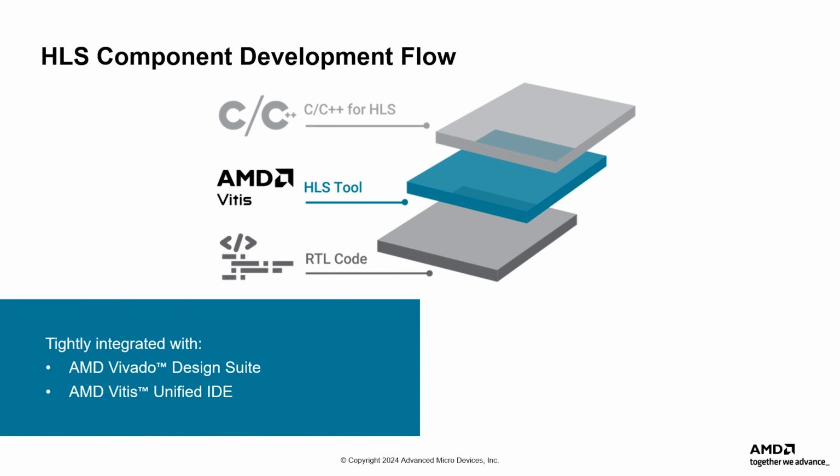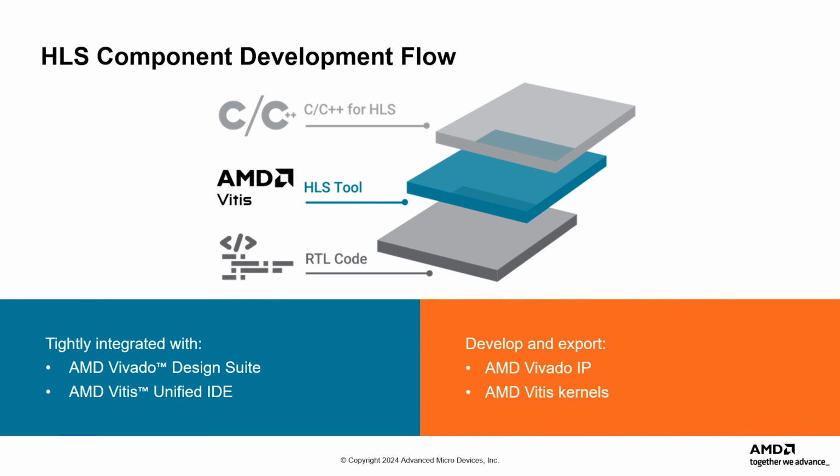An HLS component can be used to develop and export Vivado IP to be integrated into hardware designs using the Vivado Design Suite and used with provided software drivers for application development in embedded systems. It can also produce Vitis kernels for use in the Vitis Application Acceleration Development Flow, for use with AI engine graph applications in heterogeneous compute systems, or for use in data center acceleration.